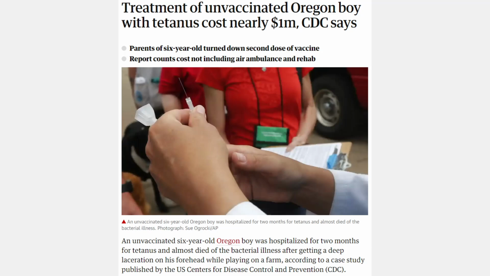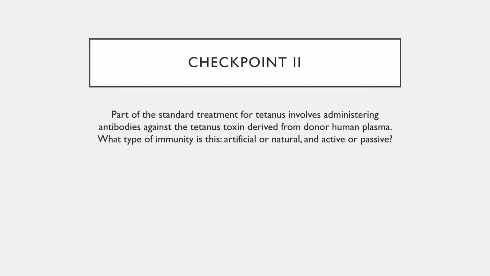Part of what's so expensive about the treatment for tetanus is that it involves administering antibodies against the tetanus toxin that have been derived from human donor plasma. And so essentially, when you are in the hospital, you will receive an infusion of antibodies not created by your own body, but created by somebody else's body, and then those antibodies will help you fight the infection.